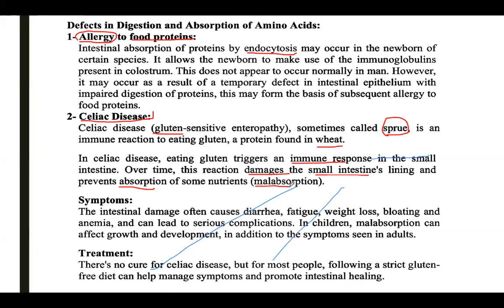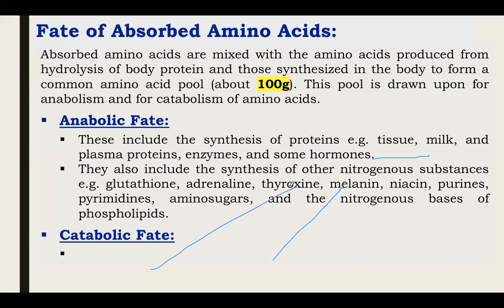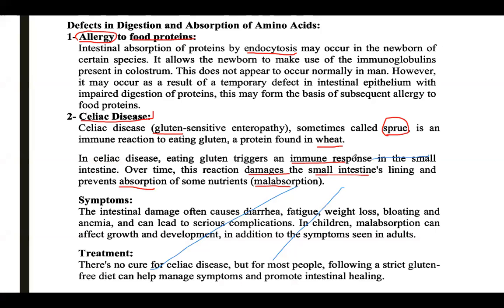Frequent immune response, antigen-antibody reactions, leads to damaging the wall of the intestine and leads to malabsorption, and this leads to diarrhea, fatigue, weight loss. Bloating means excess gases in the intestine, and anemia, because the wall of the intestine is damaged. So there will be no absorption. There will be weight loss. There is diarrhea and serious complications, okay? There is no treatment except immunosuppressive drugs, and the only treatment is to restrict wheat from our diet.